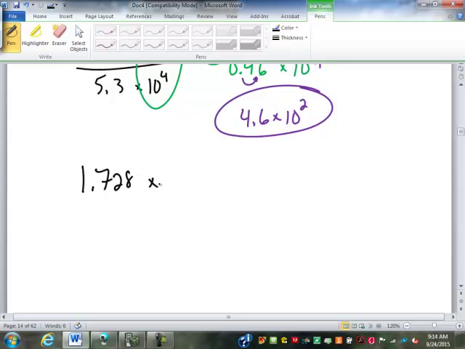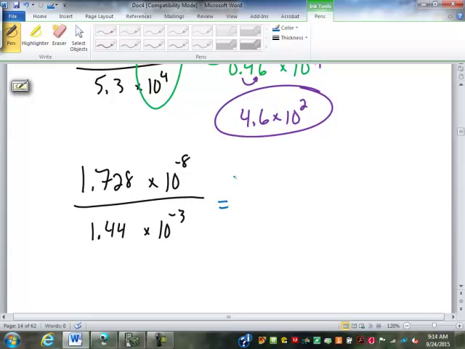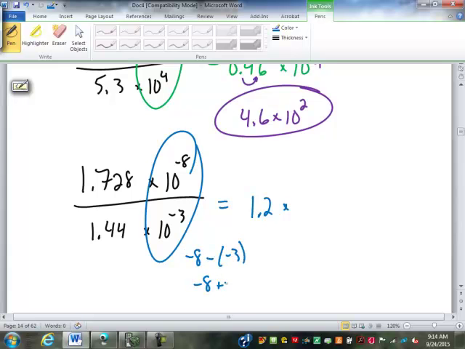1.728 times 10 to the negative 8th divided by 1.44 times 10 to the negative 3rd. 1.728 divided by 1.44 is 1.2 times 10 to the negative 8 divided by 10 to the negative 3rd. So negative 8 minus a negative 3. Negative 8 plus a positive 3. You are correct. 10 to the negative 5.